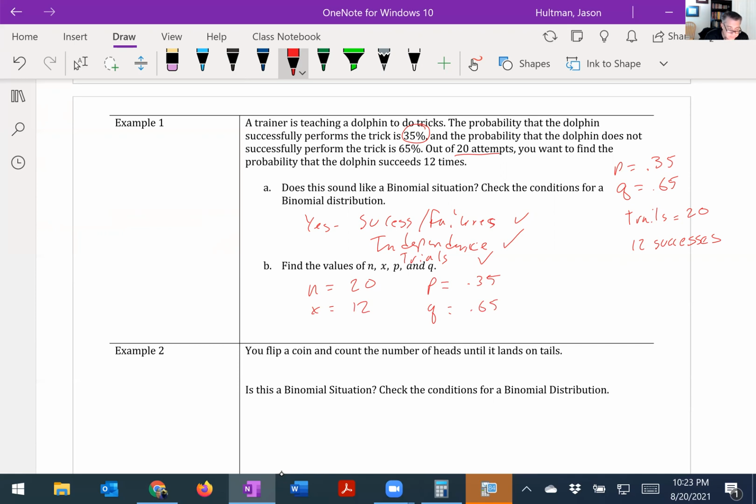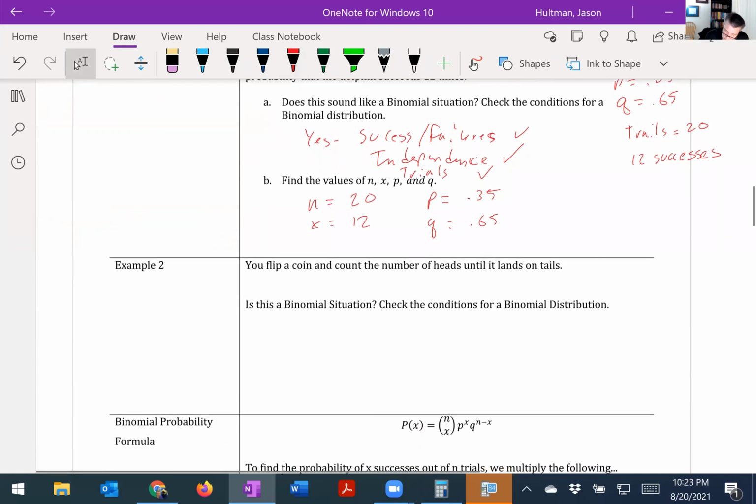Okay, you flip a coin and count the number of heads until it lands on tails. Is this a binomial situation? Check to see if the conditions for binomial distribution hold. Is it binary? We're looking for heads, so we have successes, which would be heads, and failures, which would be tails.